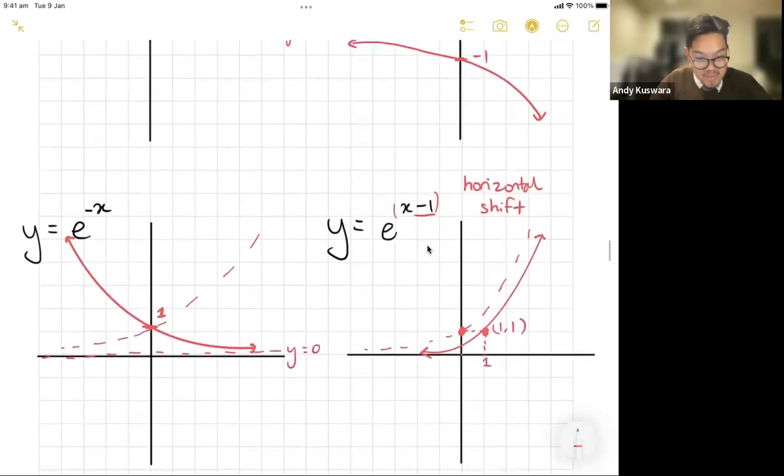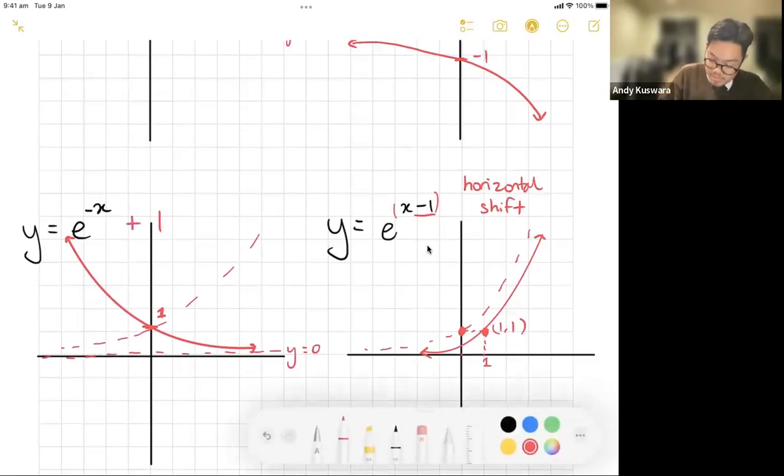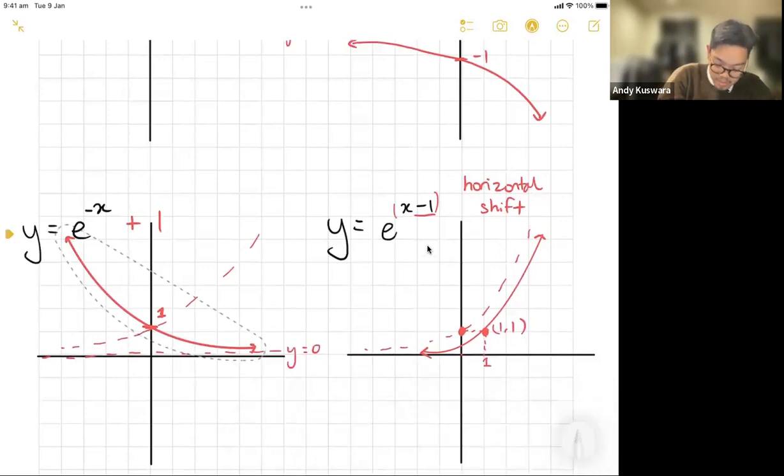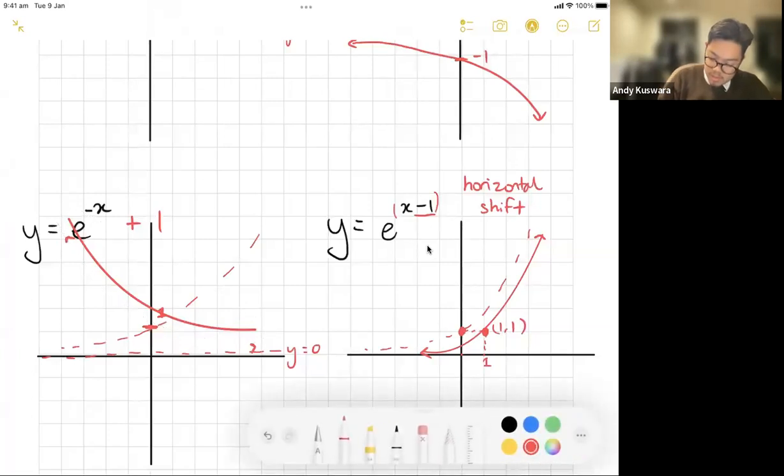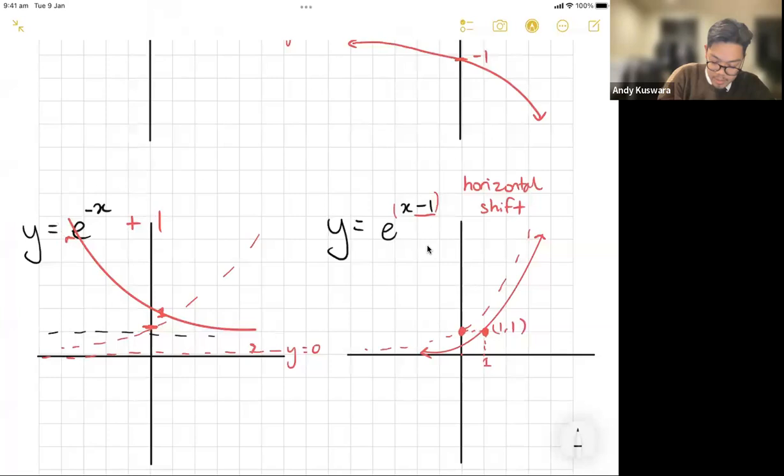Probably the last thing that I'll touch on is what happens if I said +1. That means this whole graph now moves up a step, and so does my asymptote. Instead of y equals 0, it will now be at y equals 1. That's just in case we start transforming things up and down that way.